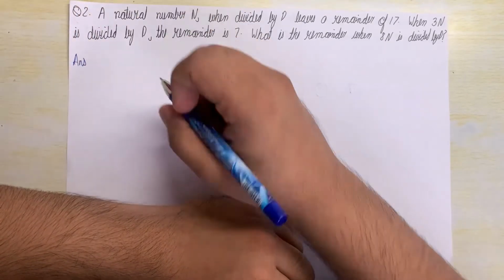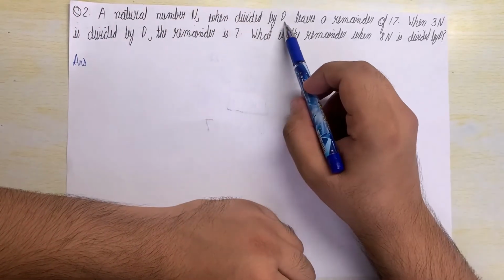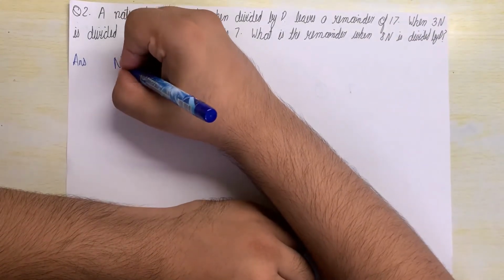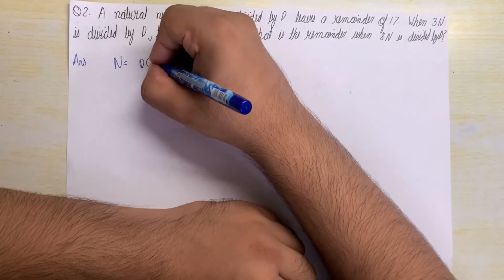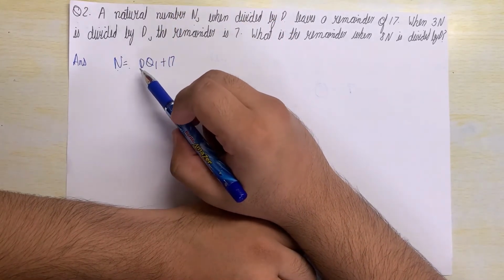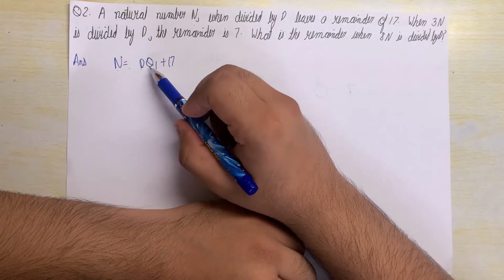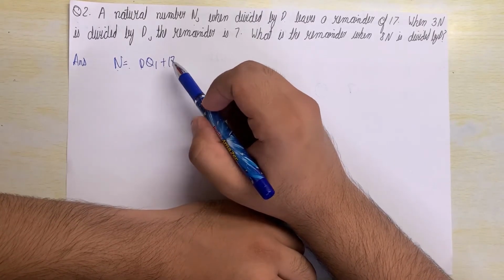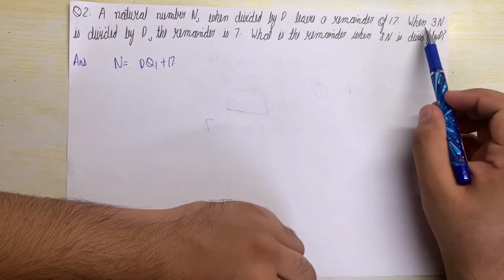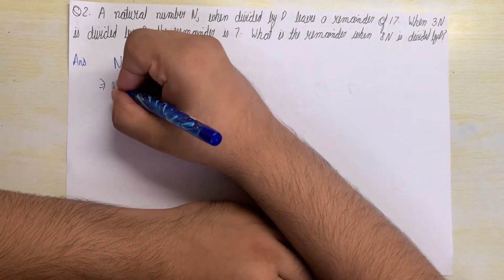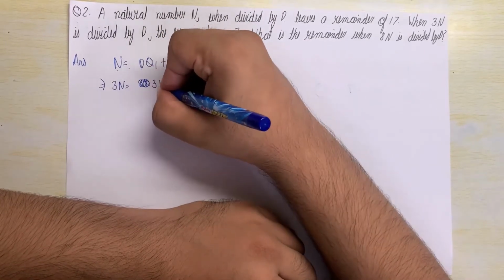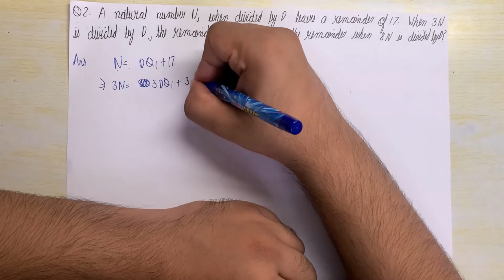So we have the information that a natural number n when divided by d leaves a remainder of 17. That would mean that n equals d into some quotient q1 plus 17, correct? This is the form of dividend equals divisor into quotient plus remainder. Now we have to go to the remainder when 3n is divided by d. So we can write it as 3n equals 3dq1 plus 3 into 17.